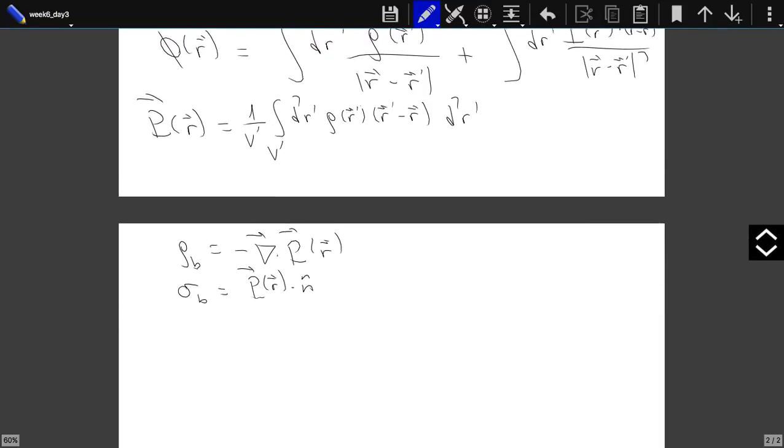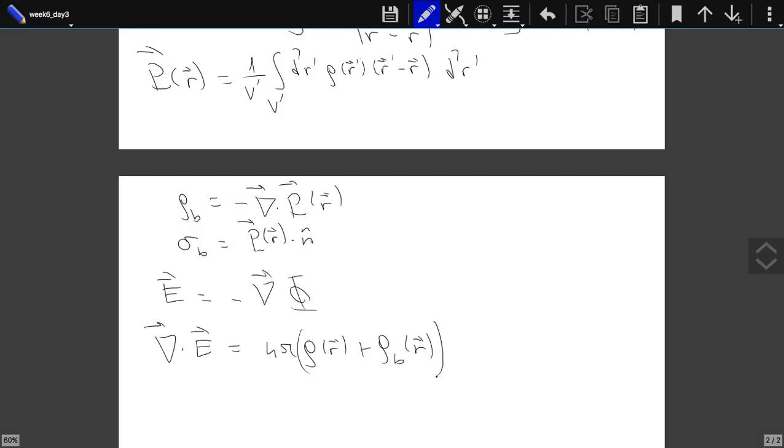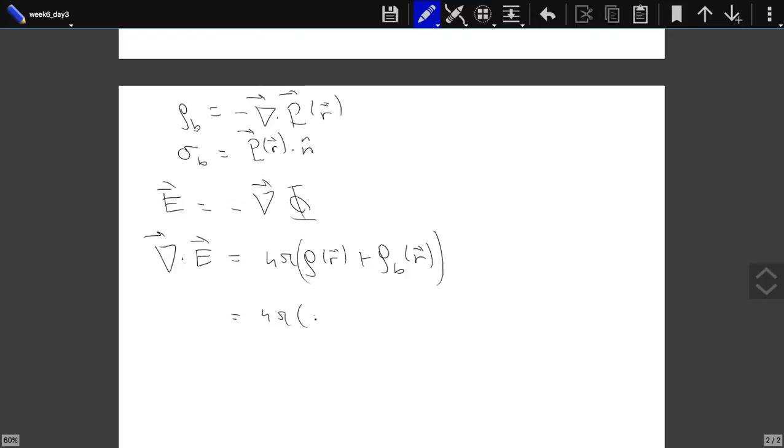So if we calculate the corresponding electric field, minus the gradient of this phi, and take its divergence, in the bulk at least, this will be equal to 4 pi rho, the charge that we actually placed, plus rho b, the charge corresponding to this polarization, the bound charge. But this rho b is nothing but minus the divergence of this polarization.